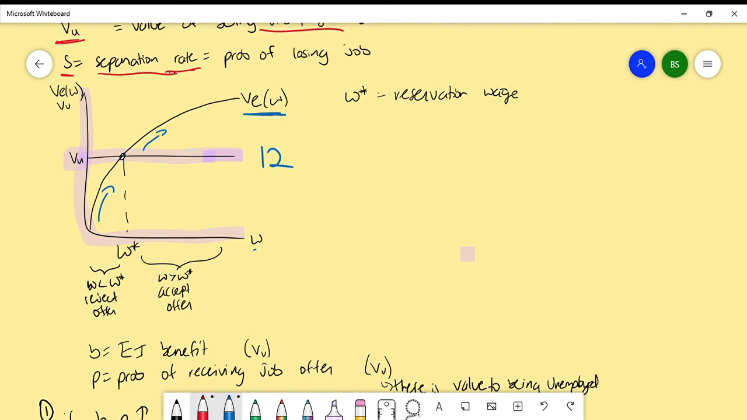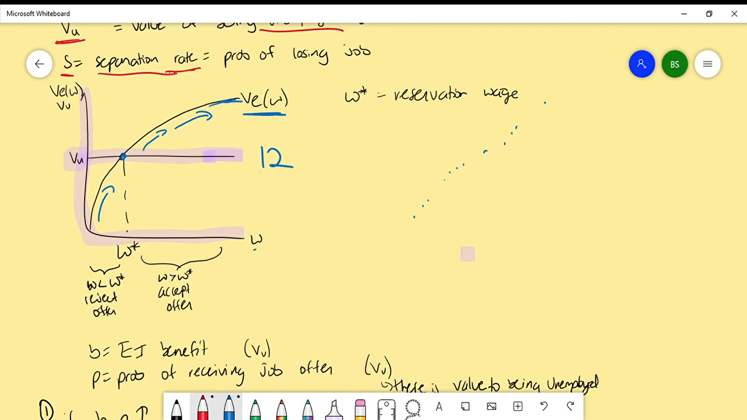Another thing to note is that it's concave or convex, I don't know which one. I think it's concave, which means that as your wage goes up and up, let's say your wage is like $1 million or whatever, you're not gonna get that much more of a benefit from it, like the diminishing marginal utility and all that. So it flattens out when you get to the top.